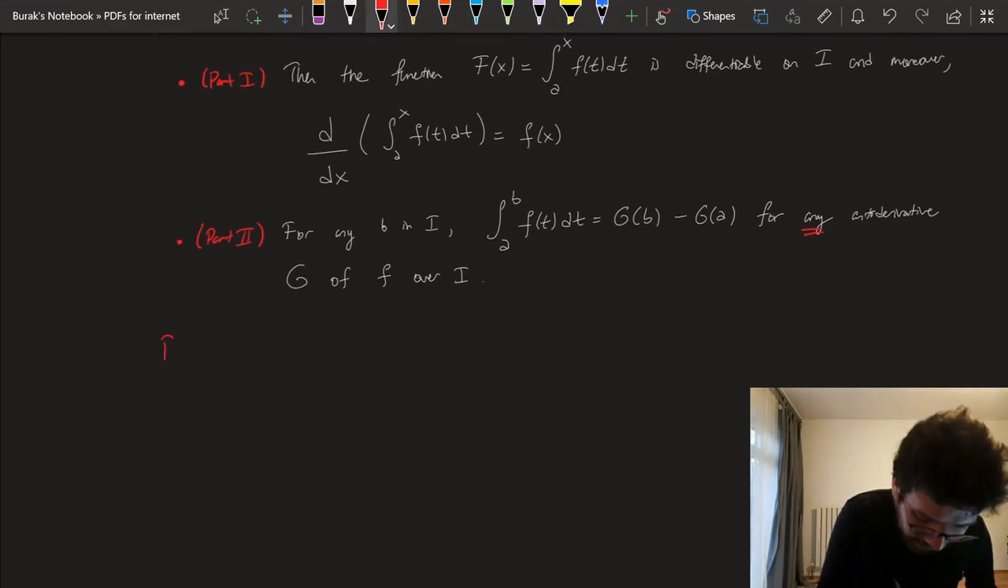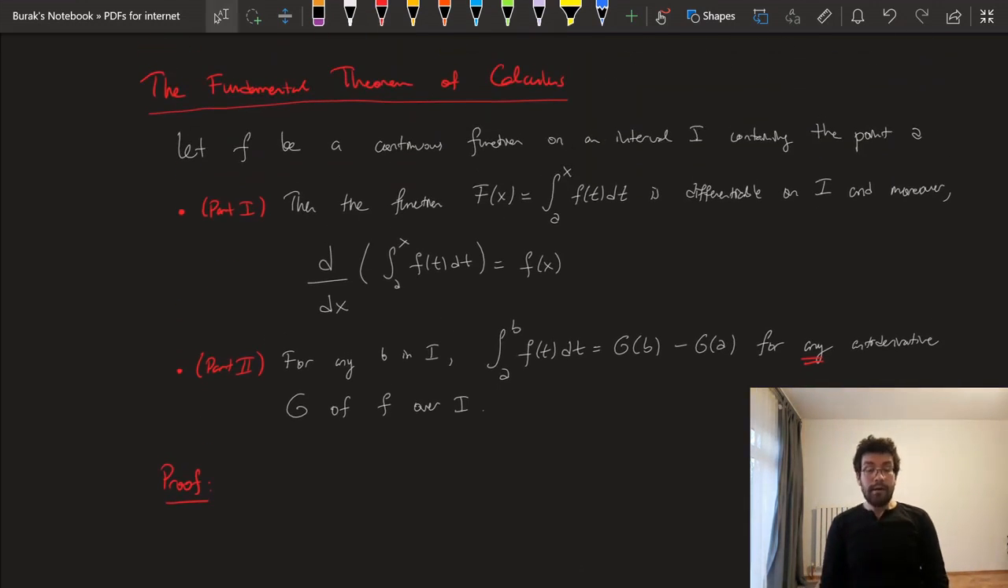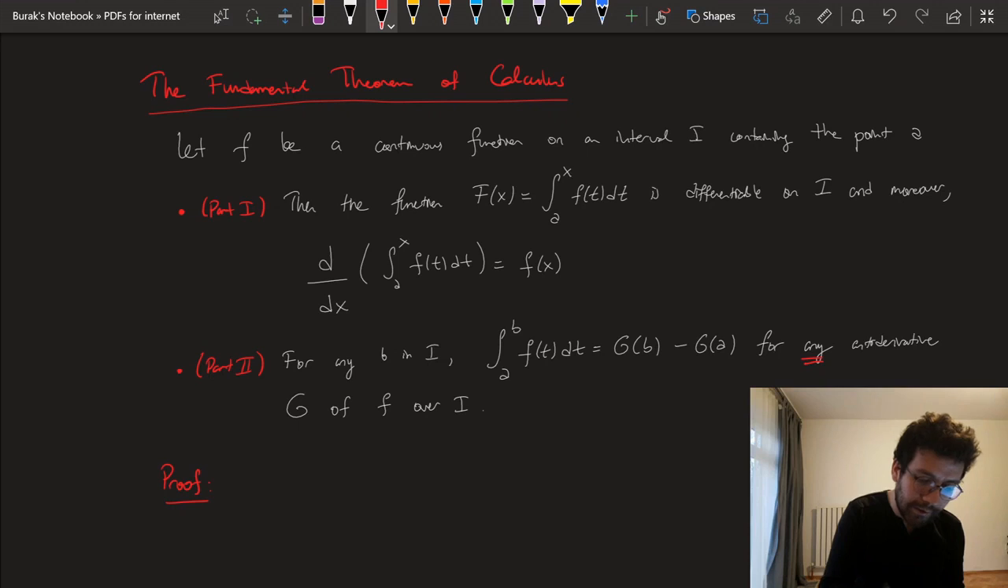Now, let's understand the statements. First, I set up the framework. I have a continuous function on an interval, okay? We're going to talk about why we need continuity after we prove this. I have a continuous function on an interval, and I fix a point. So I have my interval, and I have my continuous function.